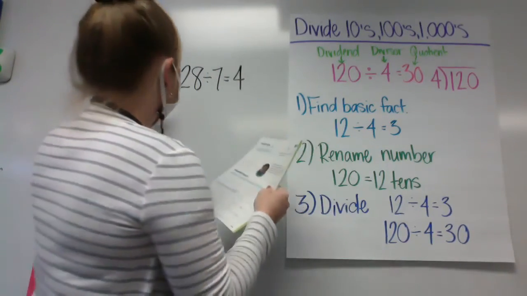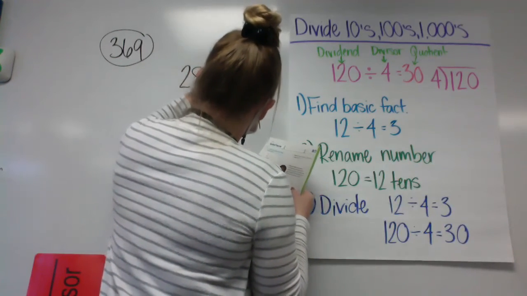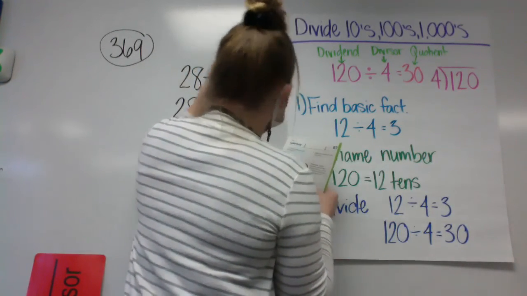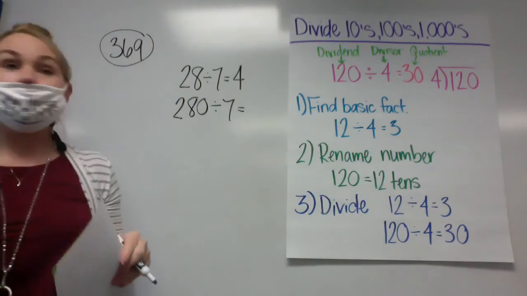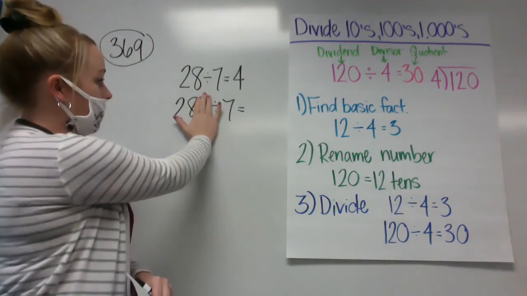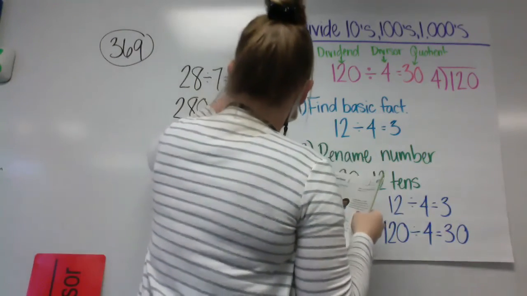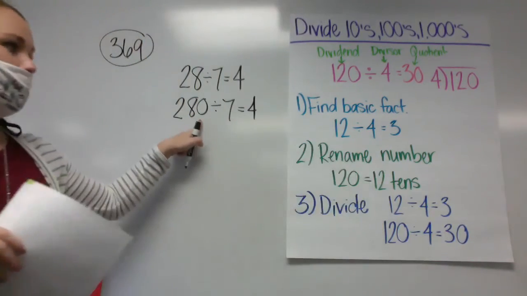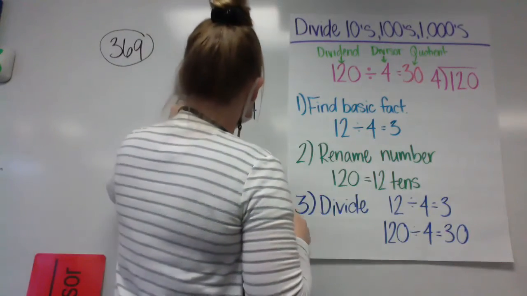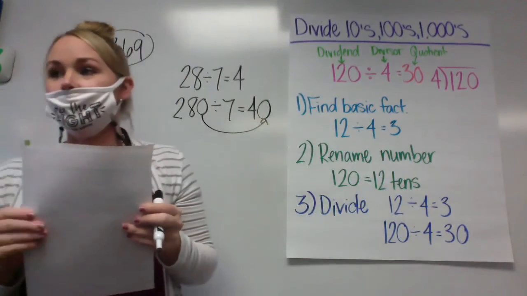Next, right underneath it, it says 280 divided by 7. So we follow the little steps. We find our basic fact, which is the same thing. So we know that 28 divided by 7 is 4. And how many zeros do I have? 1. So I just add that little 0 right onto the end. So I get 40.